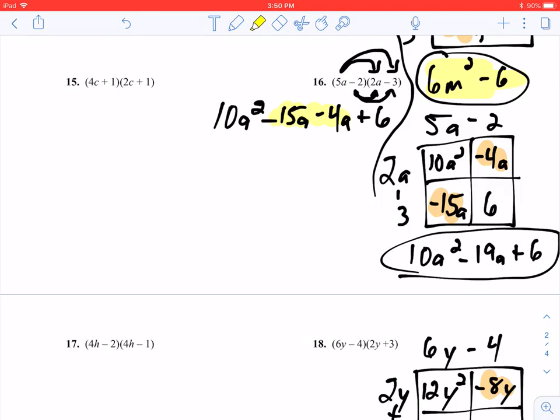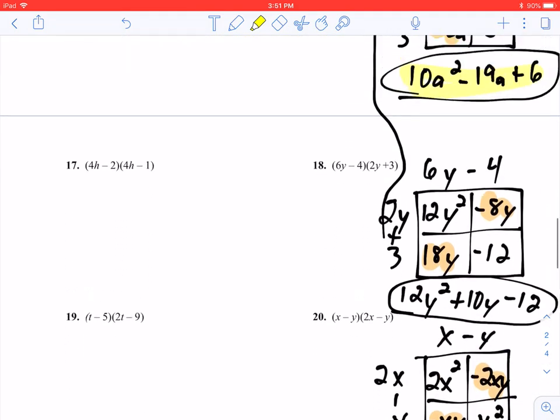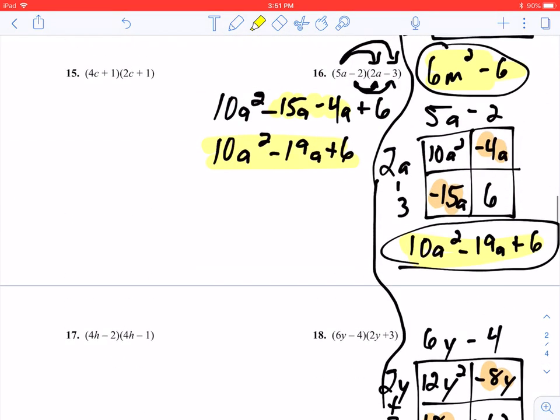Looking for our like terms. There are our like terms. So we have 10a squared minus 19a plus 6. And there we go. Does that match? 10a squared minus 19a plus 6. Yes, it matches. So we're good for number 16.